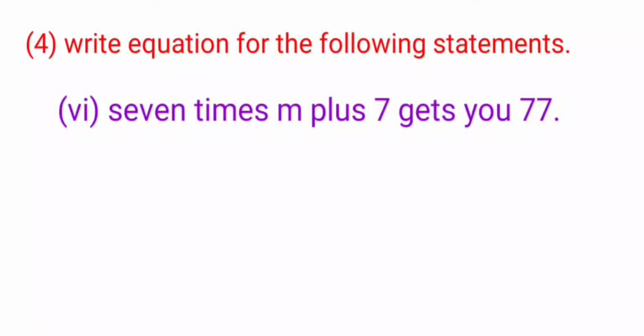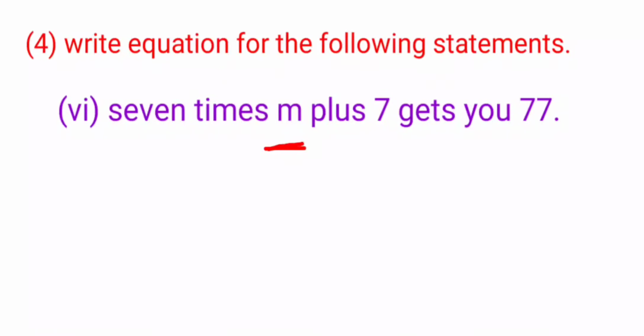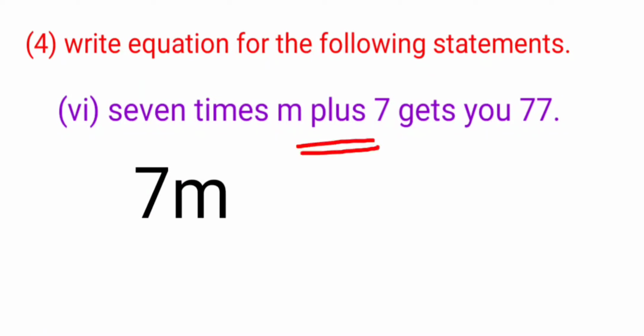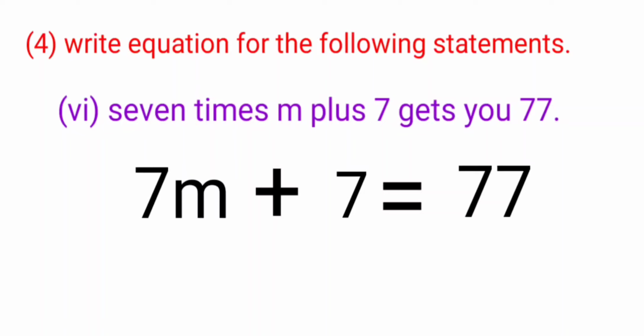Okay. Next, 7 times m plus 7 gets you 77. 7 times m means 7m. 7m plus, you can put the plus symbol, then plus 7. So 7m plus 7 gets you, means equal, is equal to 77. So the equation becomes 7m plus 7 is equal to 77.